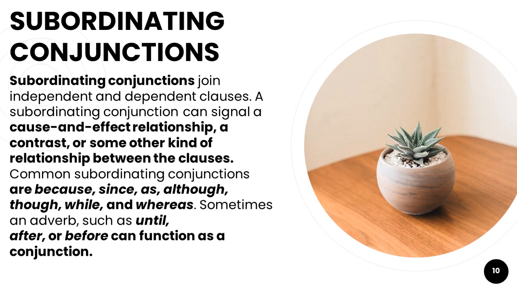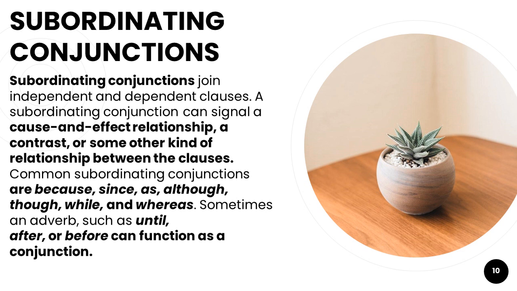Subordinating conjunctions. Subordinating conjunctions join independent clauses. In Tagalog, it's sugnay na makapag-iisa, sugnay na di makapag-iisa. A subordinating conjunction can signal a cause and effect relationship, a contrast, or some other kind of relationship between the clauses.